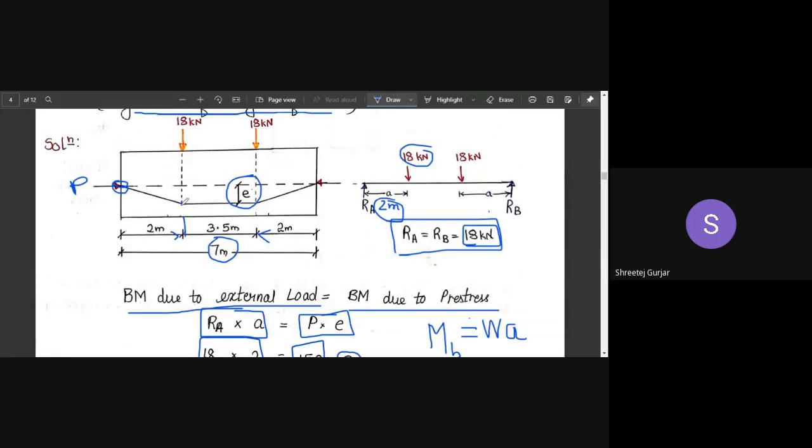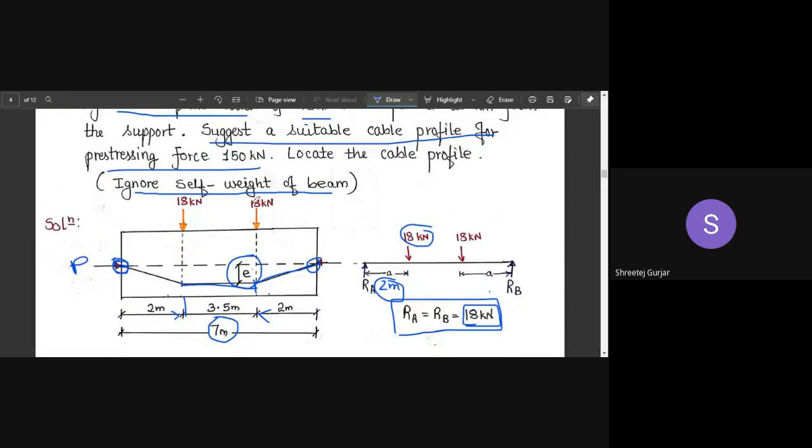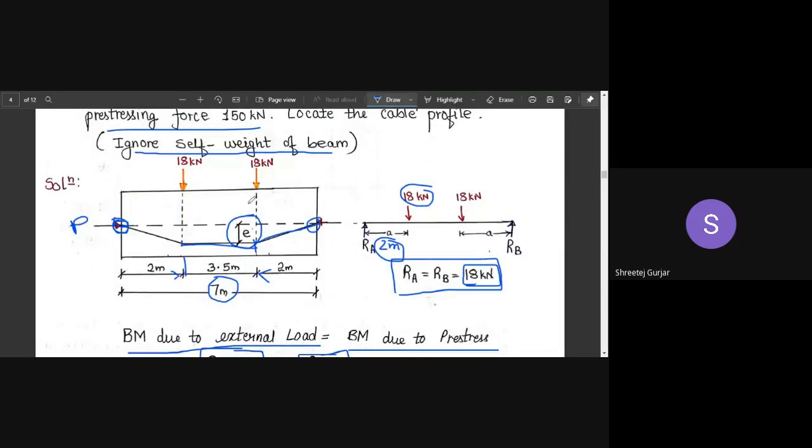So from here, starting from here up to here, the eccentricity is 240 meters, and then it is going straight, and it is 0 at your supports. Yeah, 0 at your supports. So we have suitably suggested them a cable profile, along with their eccentricities.